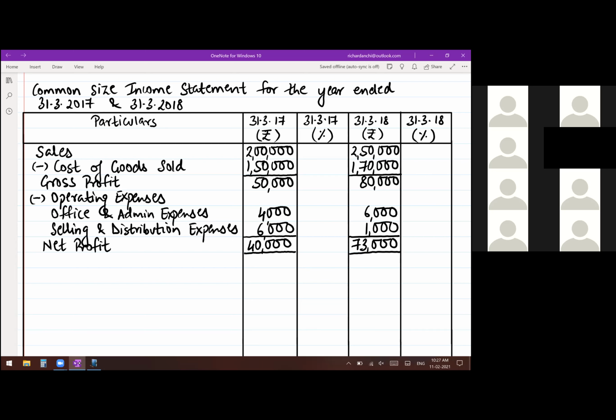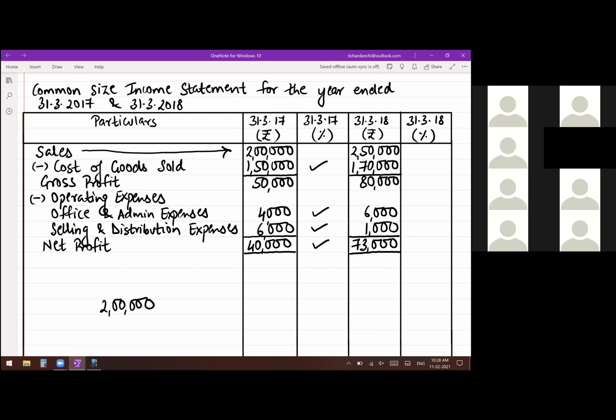Now, how do you calculate percentage? In this case, your base is always going to be sales. Your denominator, the base, is going to be sales. If we talk about 2017, sales is 2 lakh rupees. Then take all other items and get them as a percentage of sales. So 2 lakhs will remain constant in the denominator. What will keep changing? Each of these items: cost of goods sold, office and admin expense, selling and distribution expense, and net profit. All will be in the numerator.